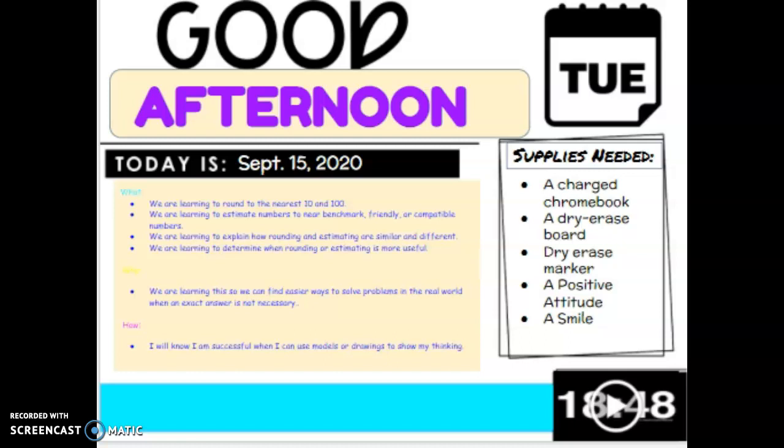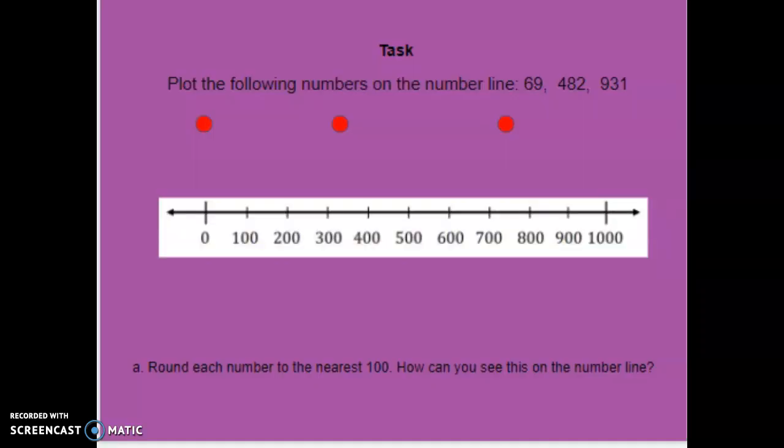We're also going to continue talking about how we can know that we're successful with this particular skill, and that is when we can use models or drawings or explain our understanding in regards to rounding. So let's just jump right in and get started for today.